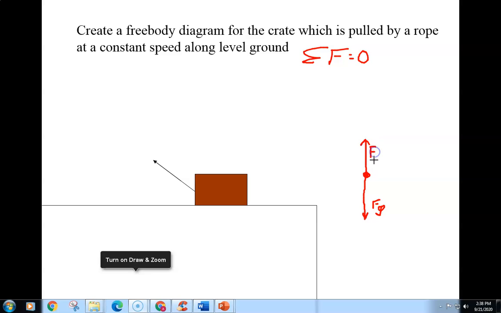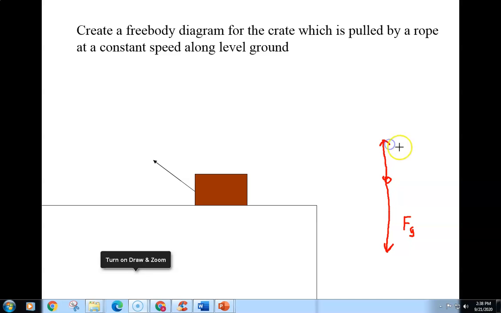There's a normal force, and I should probably, oh no, I had to erase everything. Let's draw it again. There's a force of gravity, and there is a normal force. Now I didn't draw that as long intentionally. That's why I wanted to redraw that.